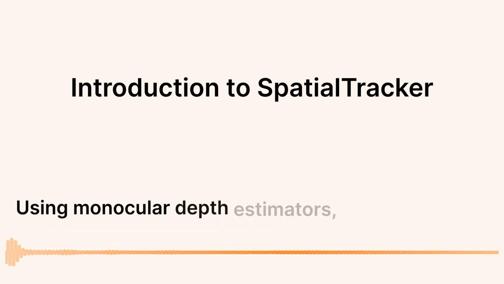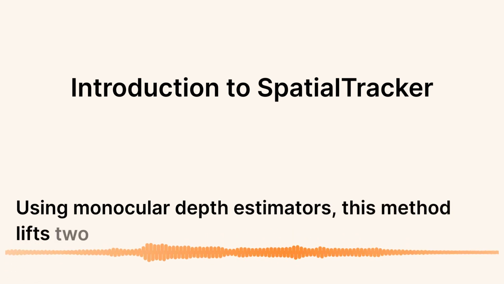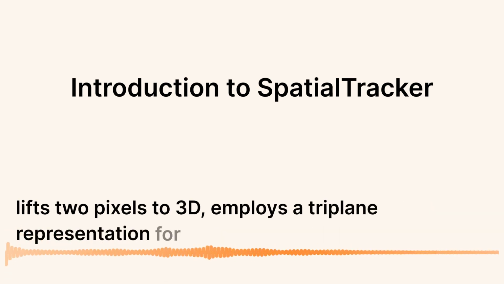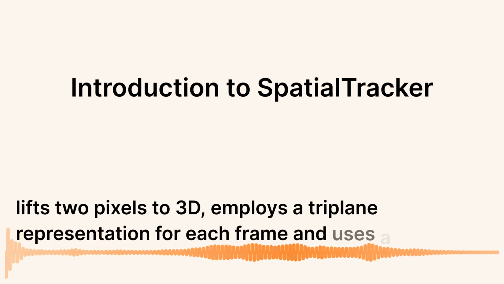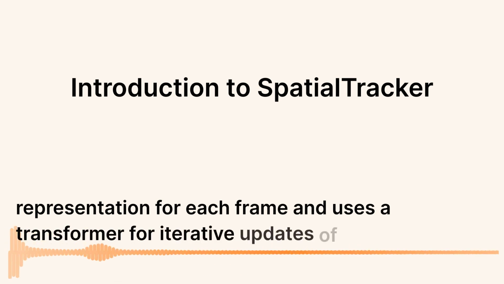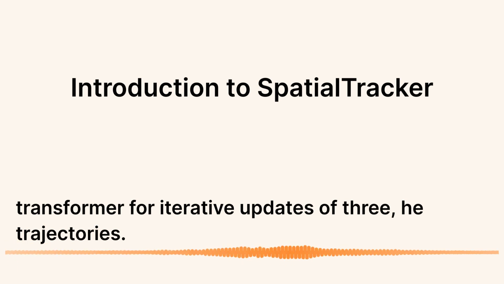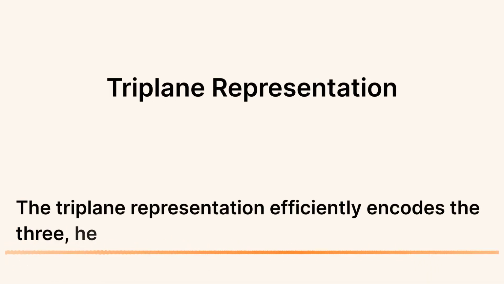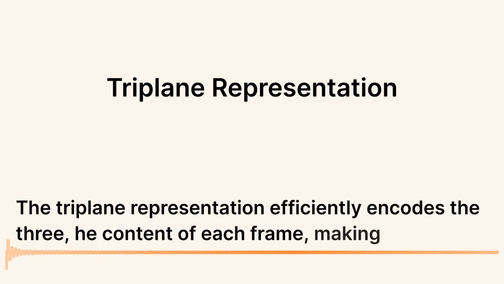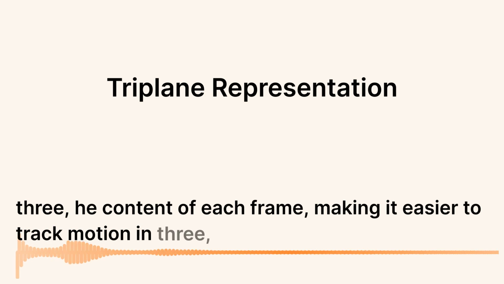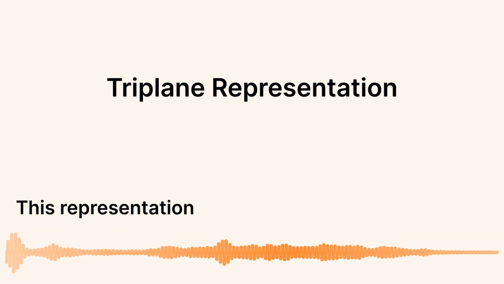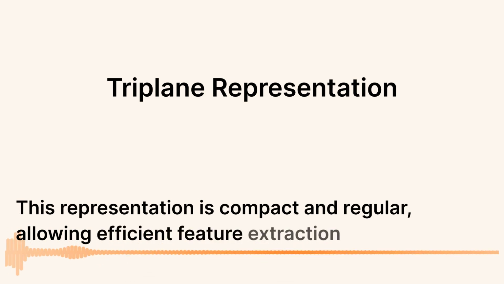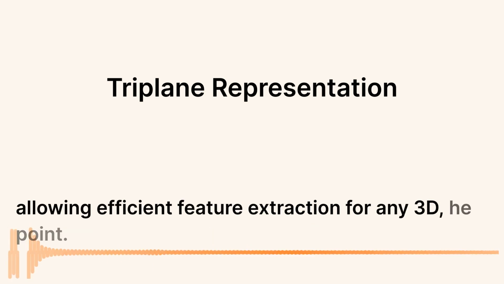Using monocular depth estimators, this method lifts 2D pixels to 3D, employs a triplane representation for each frame, and uses a transformer for iterative updates of 3D trajectories. The triplane representation efficiently encodes the 3D content of each frame, making it easier to track motion in 3D space. This representation is compact and regular, allowing efficient feature extraction for any 3D point.